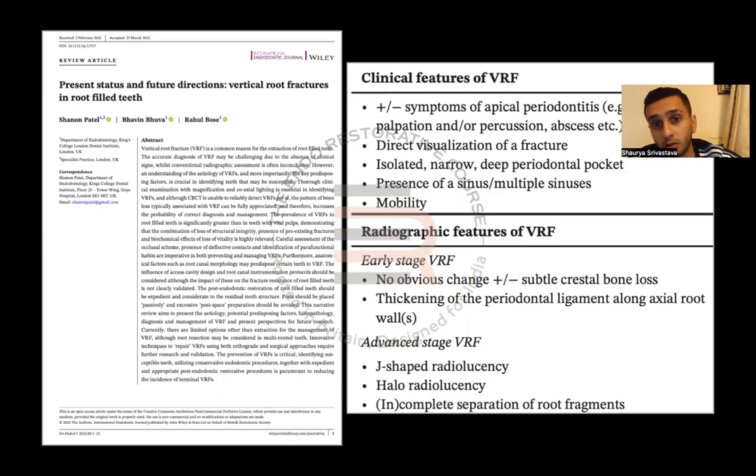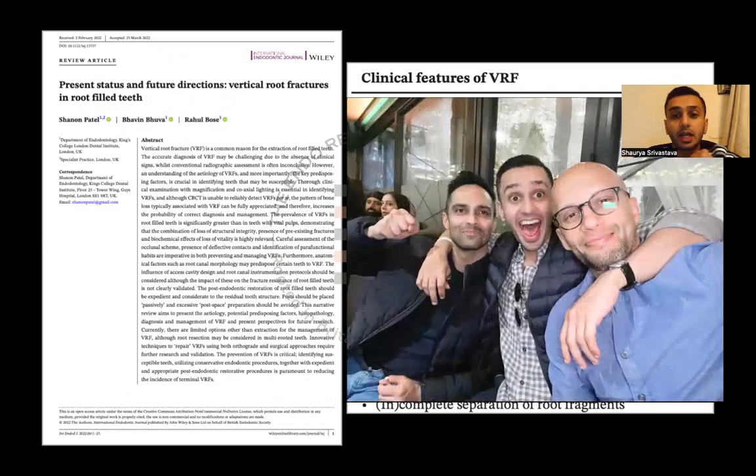So talking about vertical root fractures as well, you can read about the clinical features and the radiographic features. Have a read. I'm not going to go through them because that's a whole different topic. We're talking about CBCTs associated with vertical root fractures. And these guys are the authors.